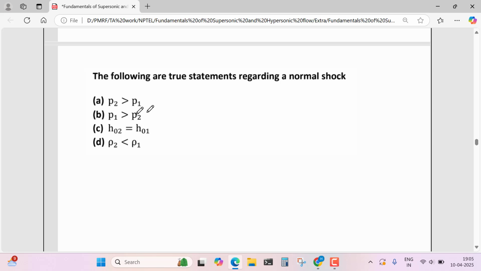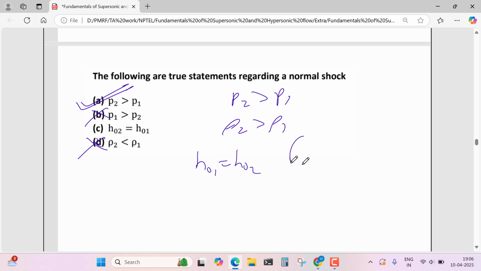We already saw that pressure and density increase across the normal shock: P2 is greater than P1 and rho 2 is greater than rho 1. So option D will be wrong, option B will be wrong, and option A will be correct. One more thing is H01 will be equal to H02 for a normal shock. How? Due to the energy conservation. So option C is also a correct option.